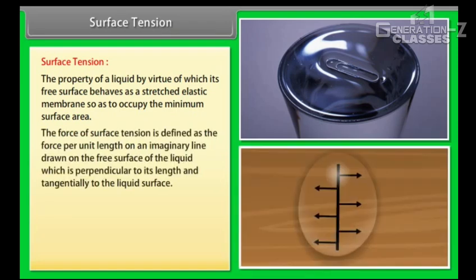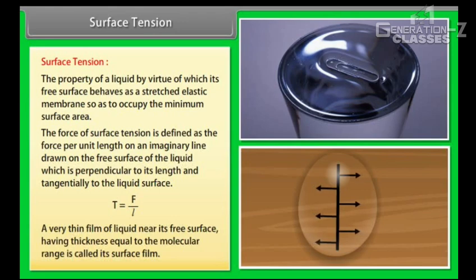The force of surface tension is defined as the force per unit length on an imaginary line drawn on the free surface of the liquid, which is perpendicular to its length and tangential to the liquid surface. T is equal to F by L. A very thin film of liquid near its free surface having thickness equal to the molecular range is called its surface film.